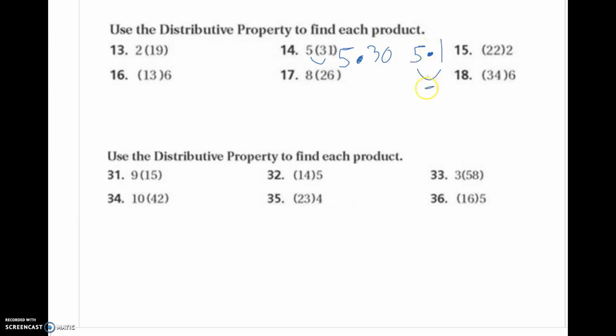5 times 1 is pretty easy. That's 5. But what about 5 times 30? Okay, anytime a number has a 0 at the end, that usually makes it pretty easy to work with. The 0 just means you're going to have a 0 at the end on the answer. But 5 times 3 is 15. So that means 5 times 30 is 150. You just add a 0. Okay, we've multiplied them, and now we're going to add our new products. 150 plus 5 equals 155. I would suggest checking it on a calculator at the end. 5 times 31 is 155.